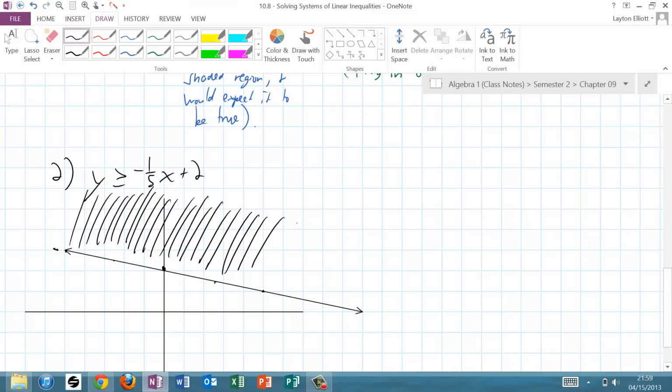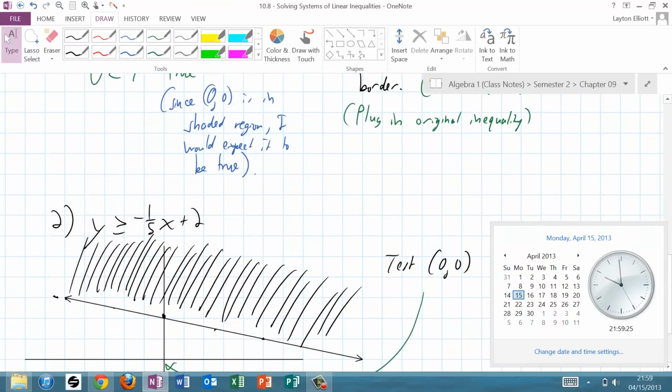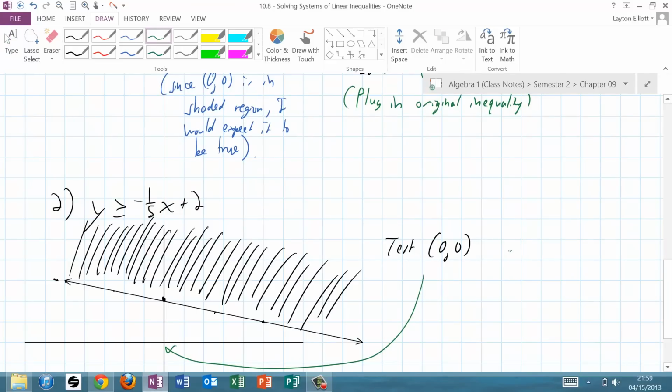Woohoo. And now we're going to test a point after I'm done shading. Let's test 0, 0 again, which is right here. Now, here I'm testing it in a region I didn't shade. So what I'm going to say is, since 0, 0 is in the unshaded region, I expect it will be false.